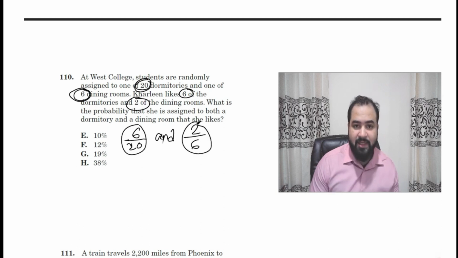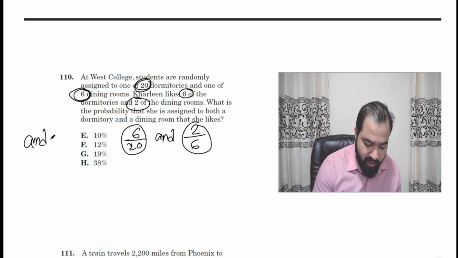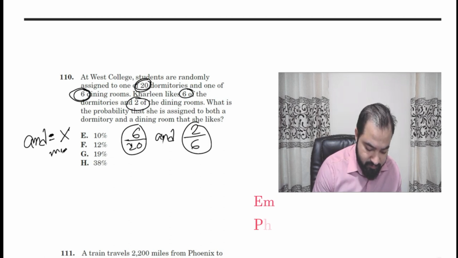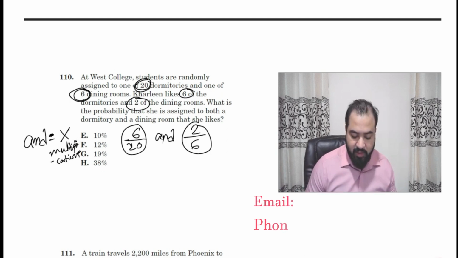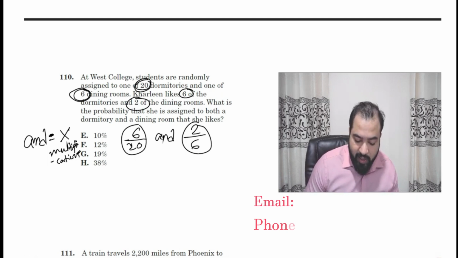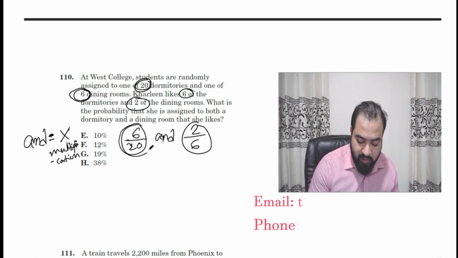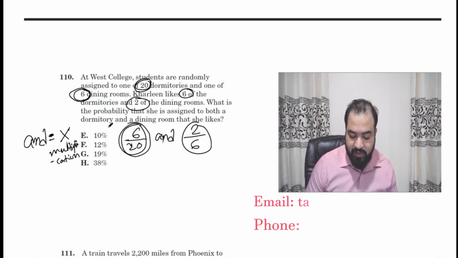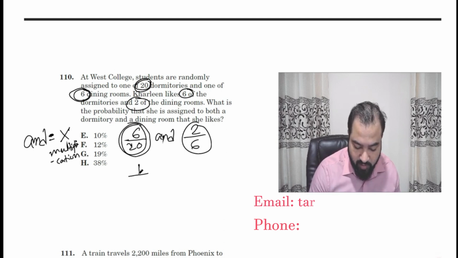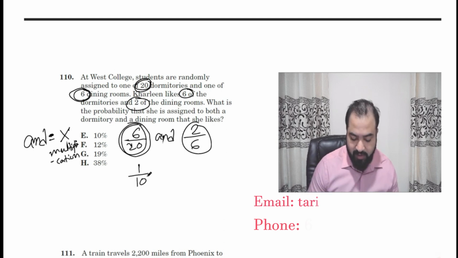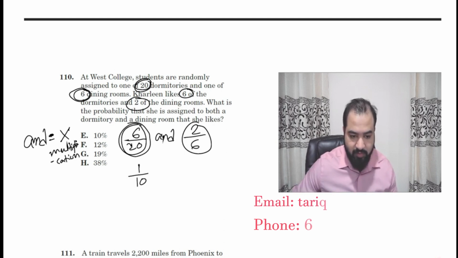In probability, and means multiplication. Remember, and means multiplication. Okay, so multiplication. So the probability of getting dormitories is 6 out of 20, her favorite, which is 1 out of 10 if it is simplified. Oh, my bad, it's not 1 out of 10. It's 3 out of 10.